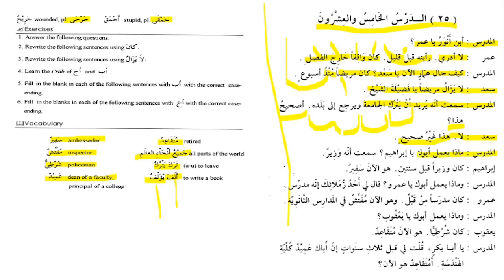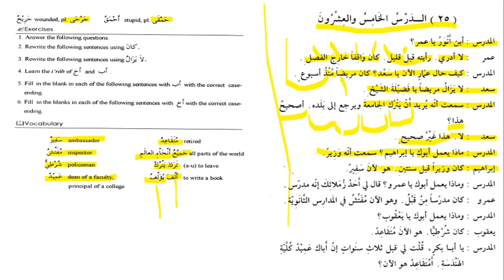The teacher says, ماذا يعمل أبوك? Now look at أبوك. It is marfu' because it is the fa'il of يعمل. So it is marfu' and it's also mudaf. And we know when this word Abu is mudaf and it is marfu', the sign of its raf' will have to be the waw. And you can see the waw. ماذا يعمل أبوك يا إبراهيم? What does your father do, O Ibrahim? سمعت أنه وزير. I heard that he is a minister. And then Ibrahim says, كان وزيرا. He was waziran. He was a minister before. You see, wazir is now waziran, being mansub because it is khabar of kana. Kana waziran qabla sinin. He was a minister years ago.